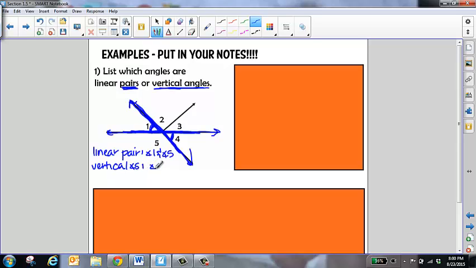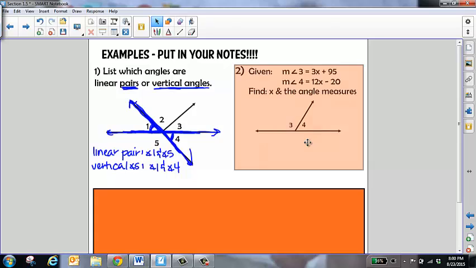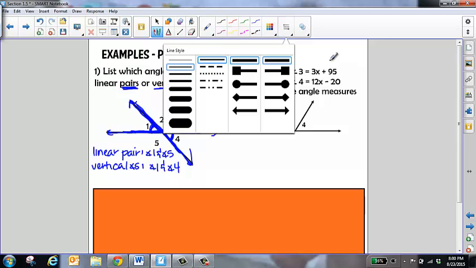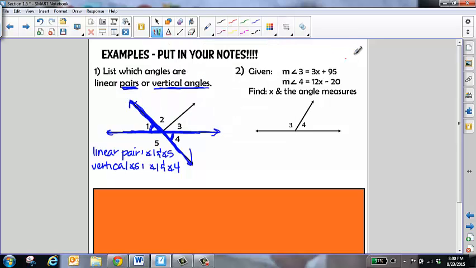So angle 1 and angle 4. Okay. Moving on to number 2. So again, pause the video, you guys, if you need a second to copy this down in your notes. Okay. So what we want to do is find x and the angle measures.